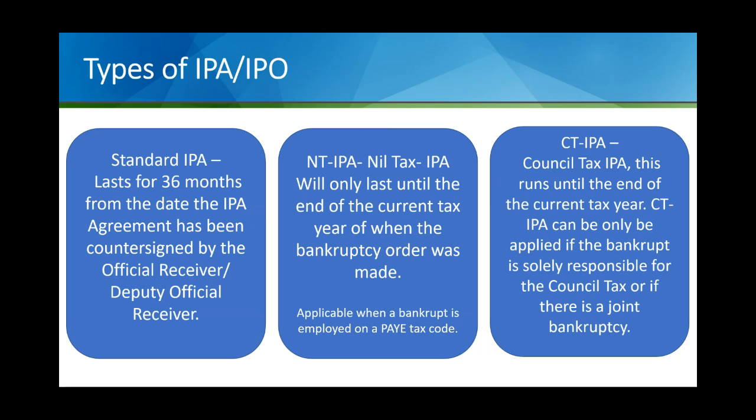And the other type of IPA or IPO is what we call a CT, a council tax IPA. This runs until the end of the current tax year. A CT IPA can only be applied if the bankrupt is solely responsible for the council tax or if there is a joint bankruptcy. For example, if one person in a house is bankrupt and the spouse isn't, and the council tax is in joint name, the CT would not be applicable. Whereas if this is a sole person living in a property, they will be solely responsible and this council tax will be applicable.